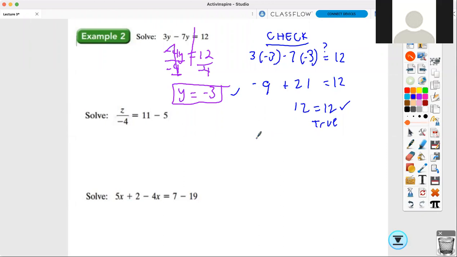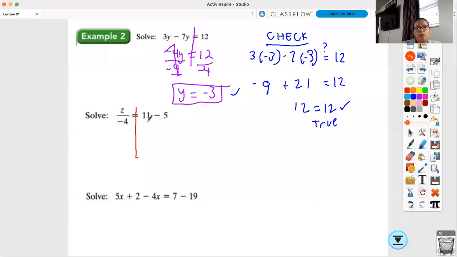Now let's take a look at the second example here. z over -4 equals 11 minus 5. So draw the line down the equal sign. I know some of you guys are probably still setting this up, right? Now, the left side, z over -4, nothing can simplify there. Look at the right side, 11 minus 5. Can we combine those like terms? Yes. What's 11 minus 5?